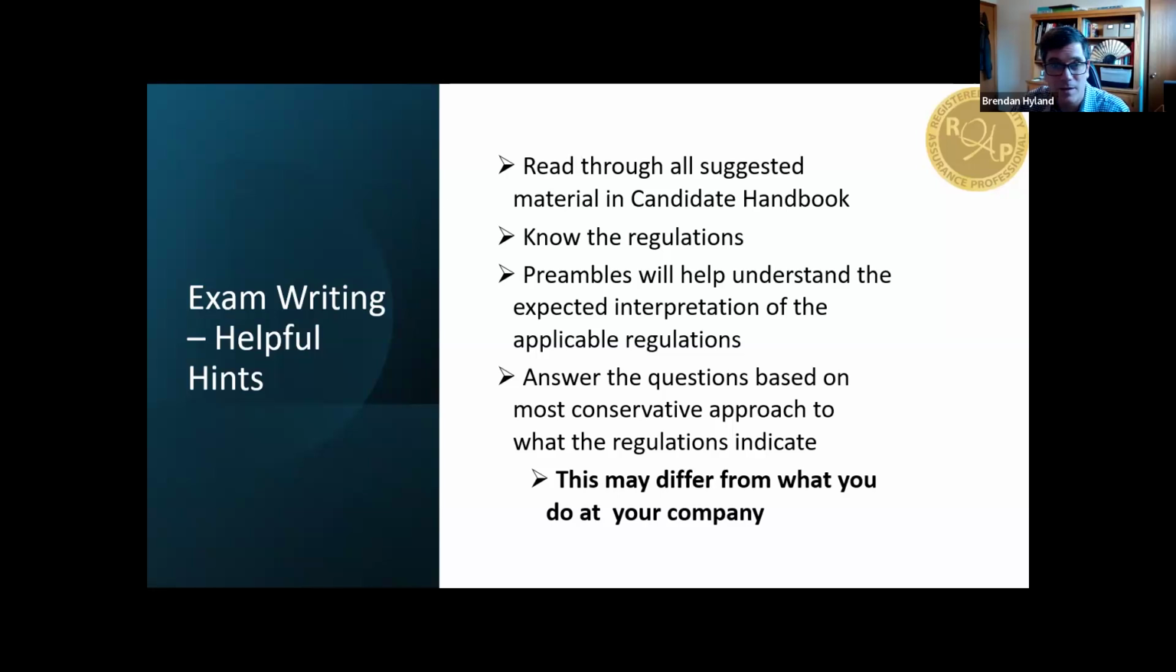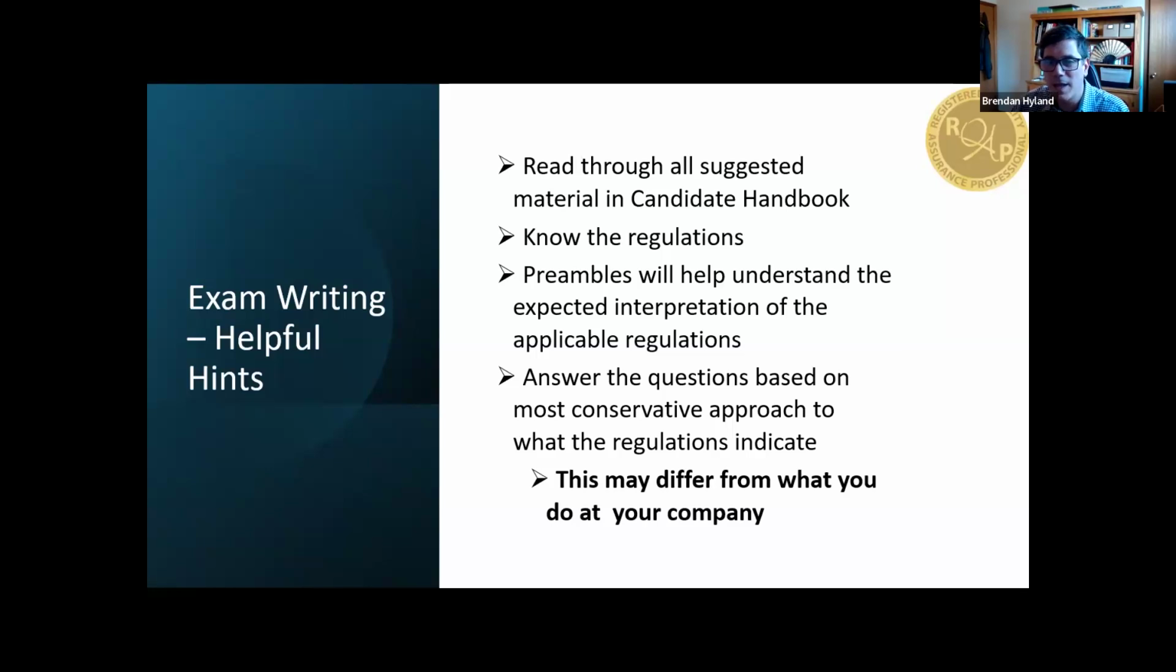If you haven't seen the candidate handbook yet, we can provide a link or some hints as to where to get it. Know the regulations. The preambles will help understand the expected interpretation of the applicable regulations. I think that's speaking in particular to the FDA and EPA GLPs.